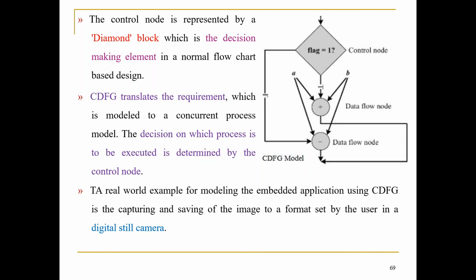Data comes inside, a and b come, and the condition is checked whether the flag is equal to 1. If the flag is equal to 1, then a and b are added together and that comes as the output. If the flag is not equal to 1, if it is false, then a minus b will happen and that will come to the output. So this is your control data flow graph model.